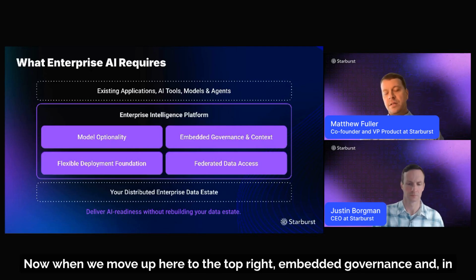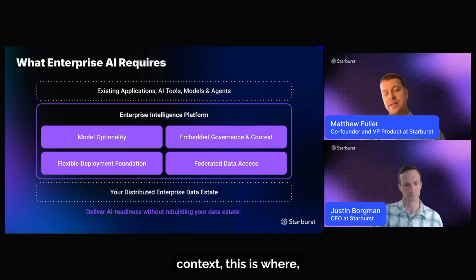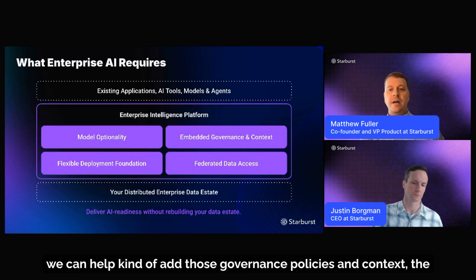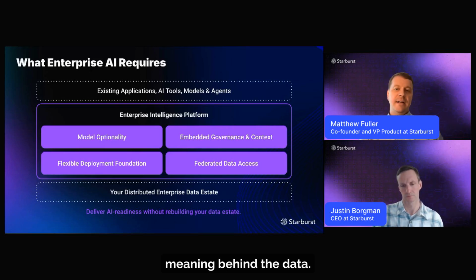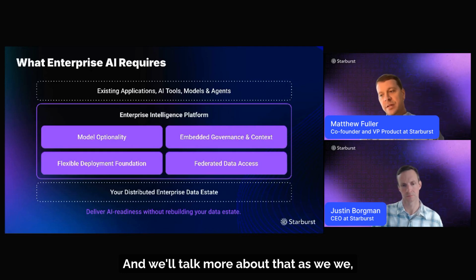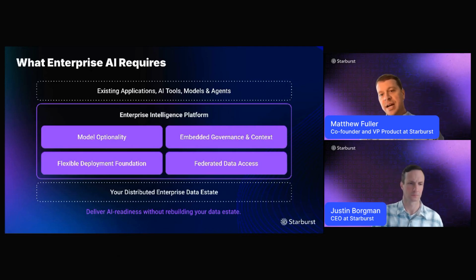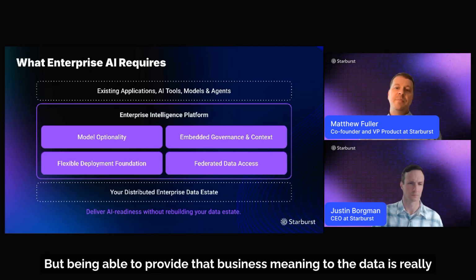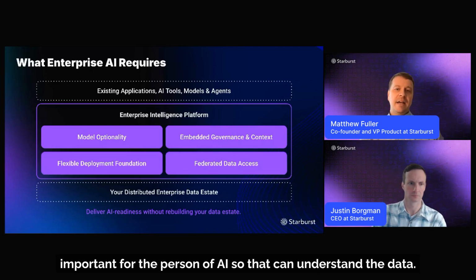Now, when we move up here to the top right, embedded governance and in context, this is where we can help kind of add those governance policies and context, the meaning behind the data. And we'll talk more about that as we dive deeper into this. But being able to provide that business meaning to the data is really important for the purposes of AI, so that it can understand the data.